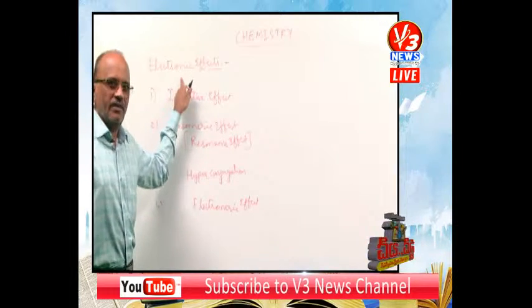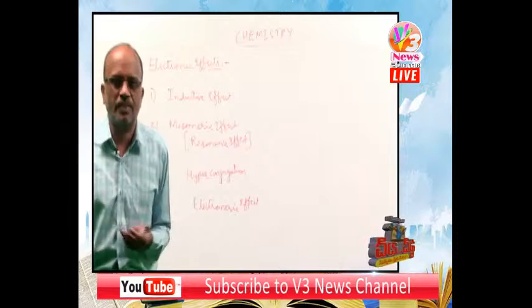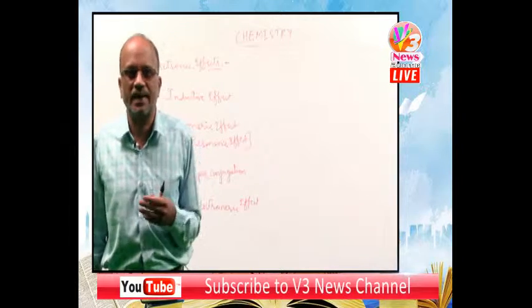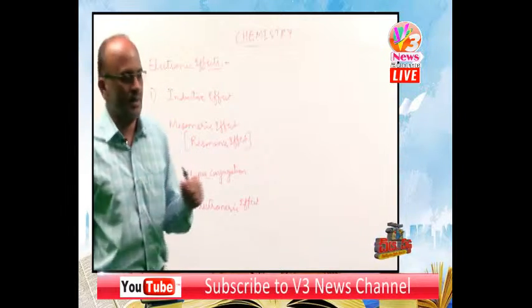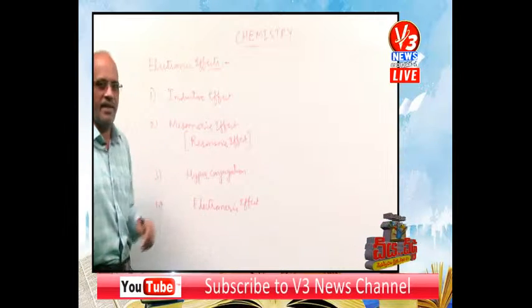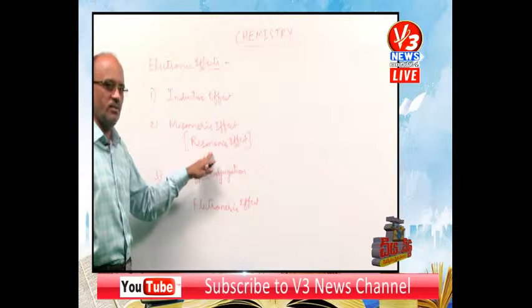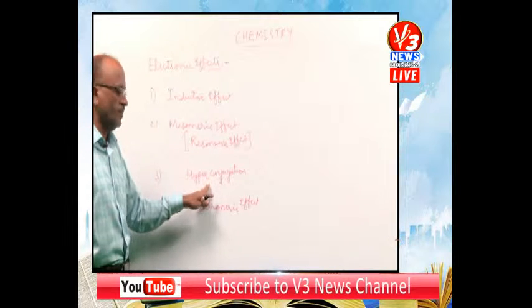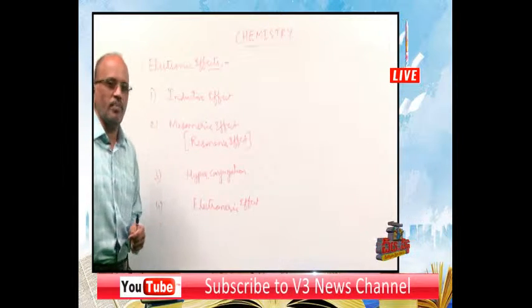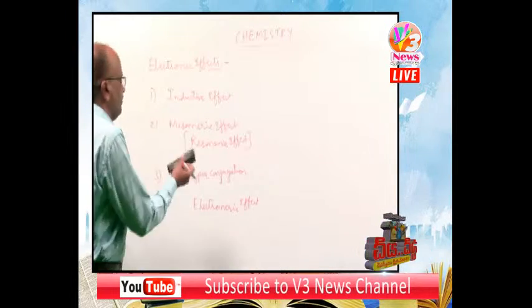Electronic effects mean shifting of sigma electron pairs, pi electron pairs, or lone pairs of electrons in molecules. These electronic effects are classified into various types like inductive effect, mesomeric effect, which is also known as resonance effect, hyperconjugation, and electromeric effect. We will see these in detail.